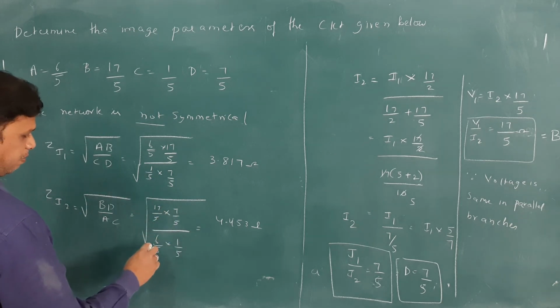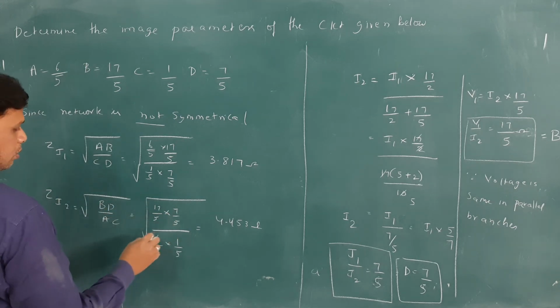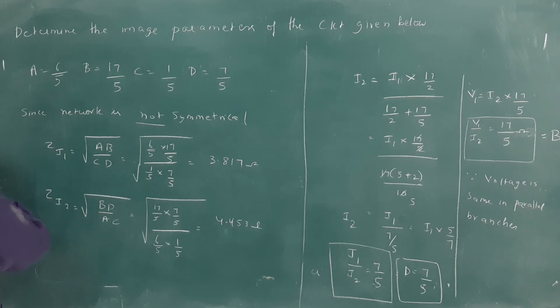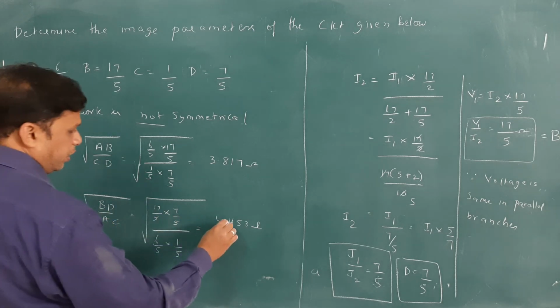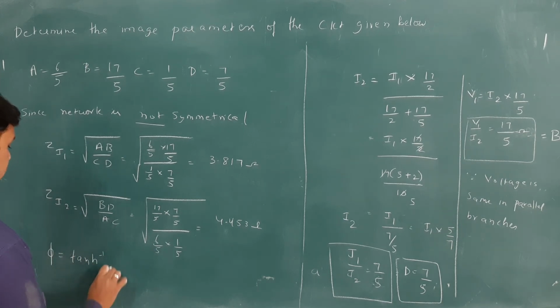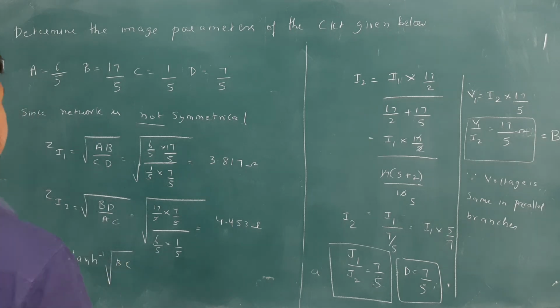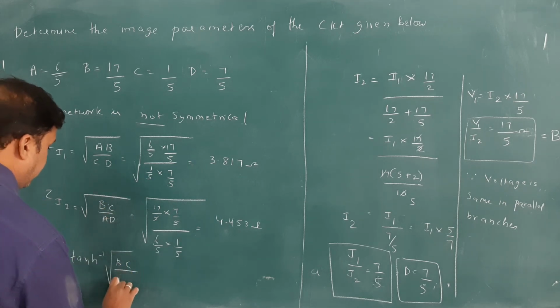This is the calculated value, 4.453 ohms, after simplification: 17 into 7 divided by 6. So 17 into 7 is 119 by 6, and the square root of 119 by 6 gives you 4.453 ohms. Now what we have to do is find out the phi value. Phi is equal to tanh inverse of square root of BC by AD.